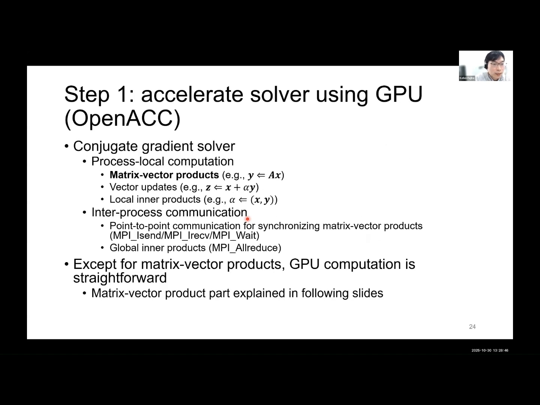So this is the acceleration of the solver using a GPU. Our solver is based on a conjugate gradient solver. This comprises process-local computation and inter-process communication. The process-local computation is the matrix-vector products, vector updates, and local inner products. And inter-process communication is point-to-point communication for synchronizing matrix-vector products and global inner products.